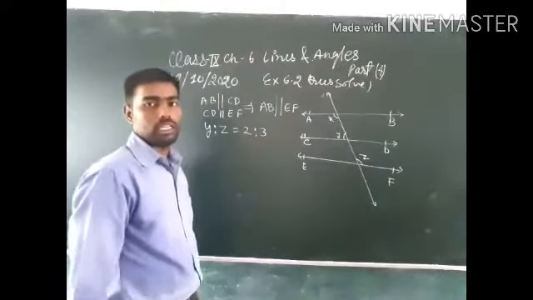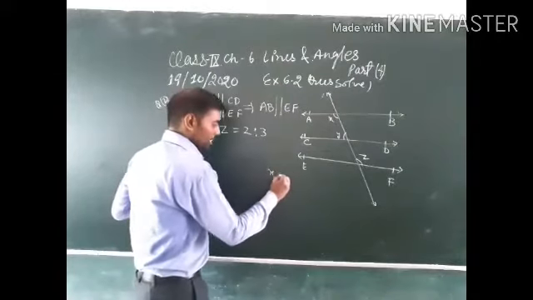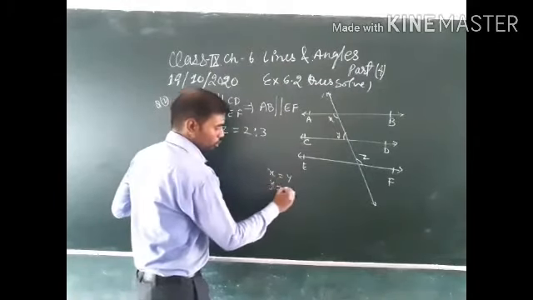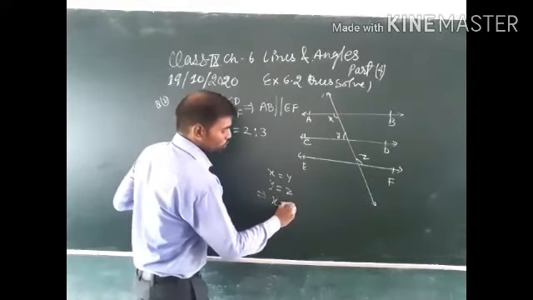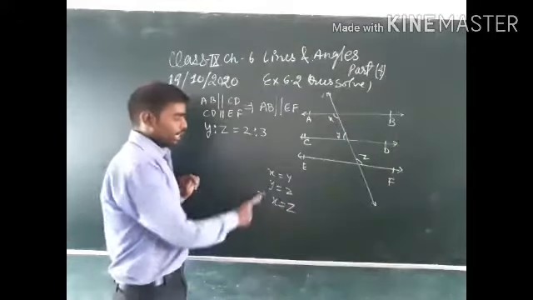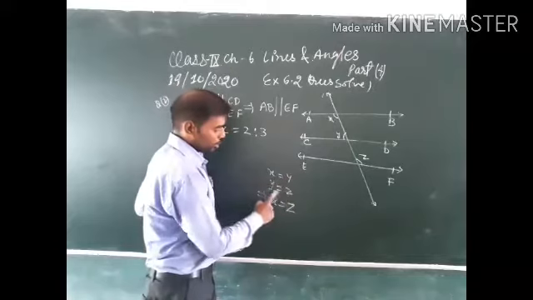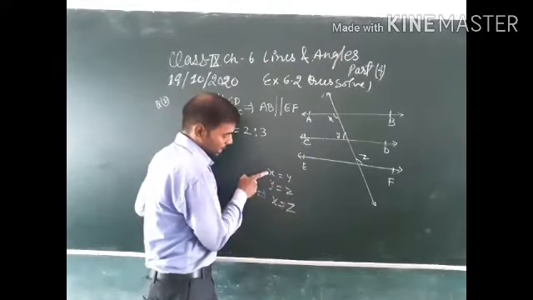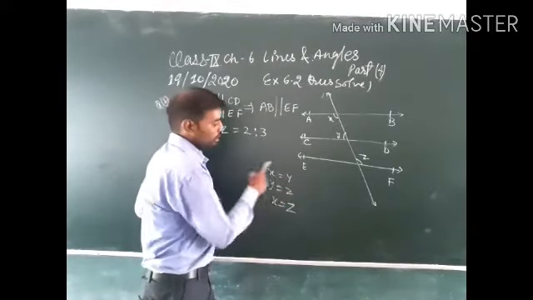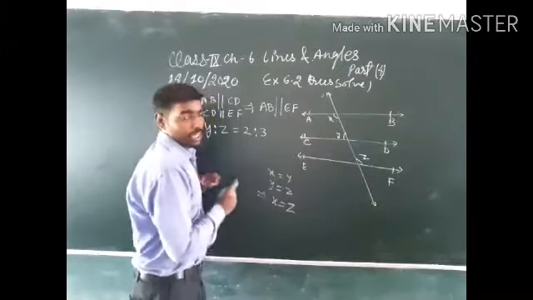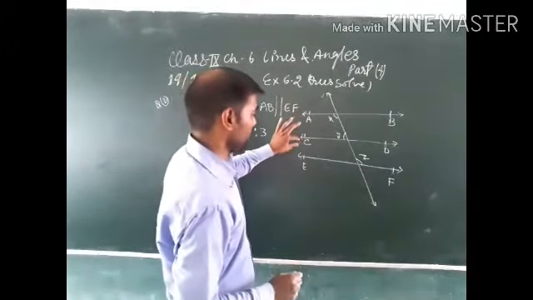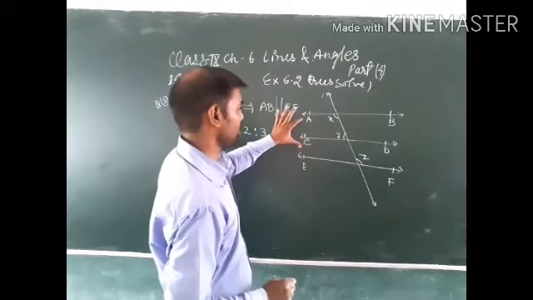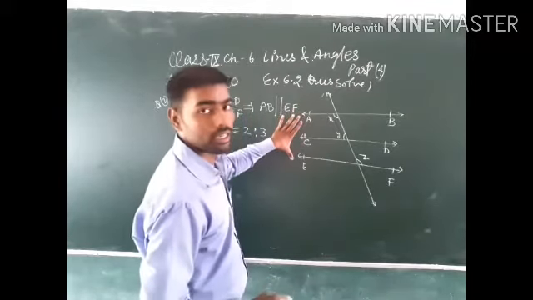If X is equal to Y and Y is equal to Z, now we can say easily X is also equal to Z. So this method is applied in this figure: AB parallel CD and CD parallel EF. So we can easily say that AB parallel EF.